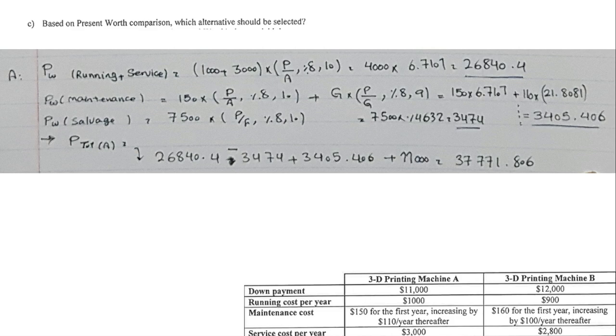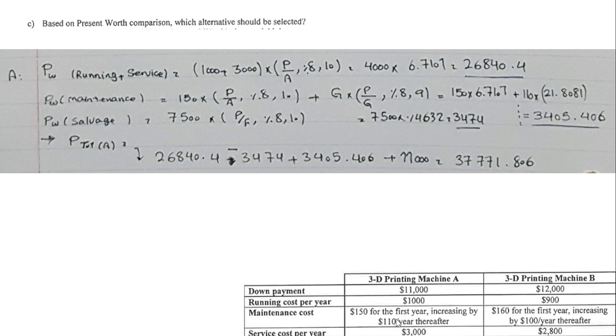Now we have to calculate the present worth for the maintenance cost. We are paying $150 every year, so this is something annual. We'll consider it as annual: 150 times present over annual, 8% and 10.